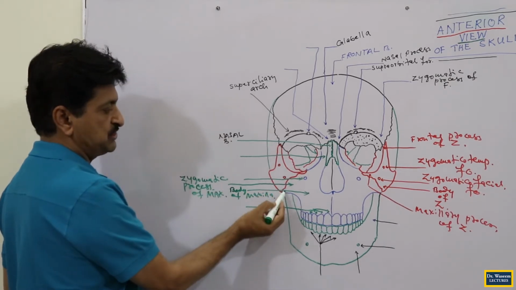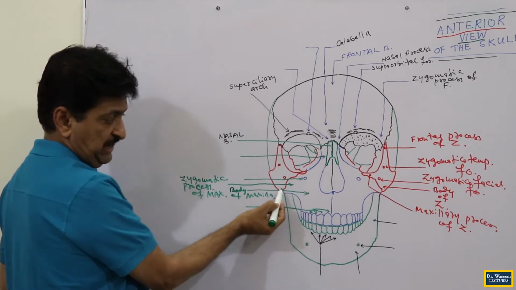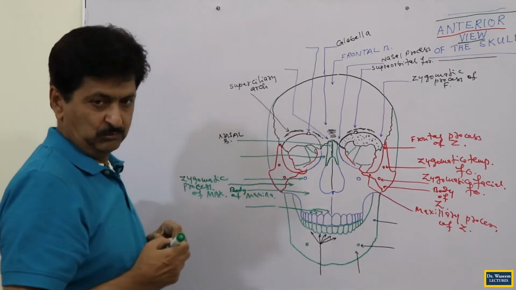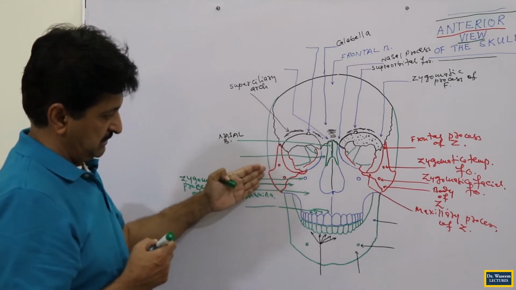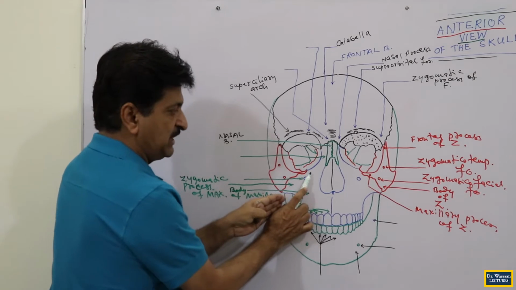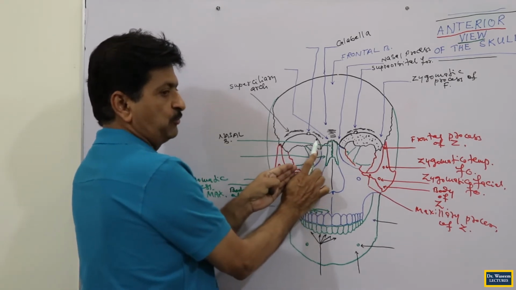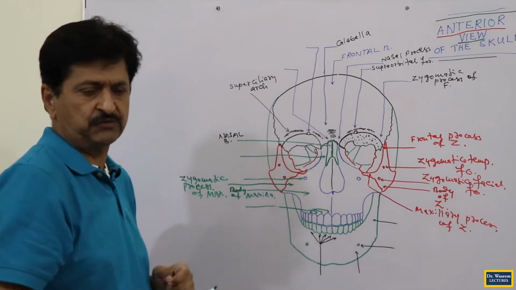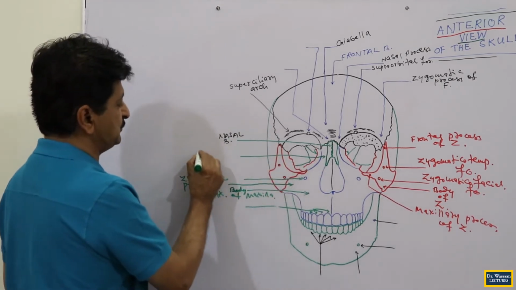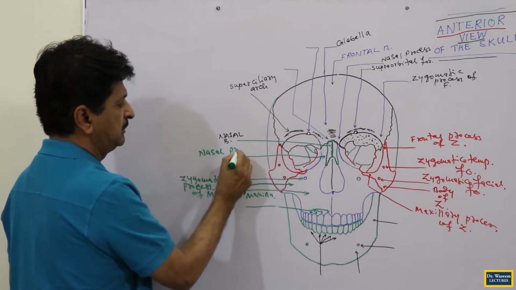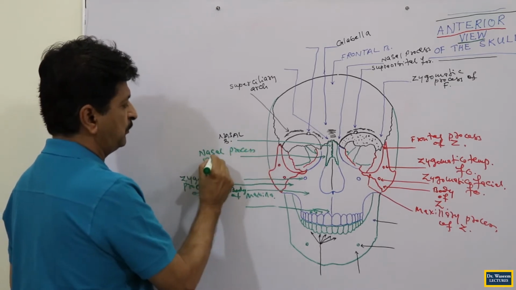This is the zygomatic process of maxilla, which goes laterally to join with the maxillary process of the zygomatic bone. Then you see one process going upward toward the frontal bone, or going to the nasal side, so you say nasal process of the maxilla. This would be called the nasal process of maxilla, or you can call it the frontal process also.